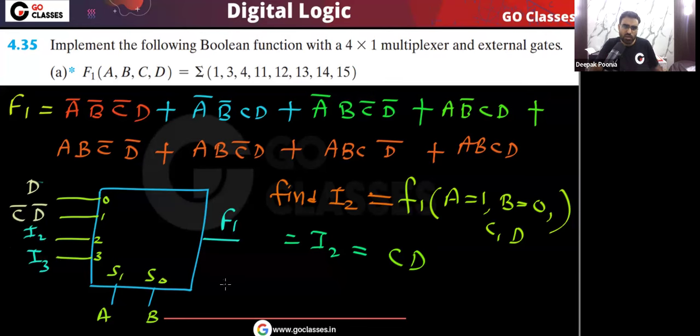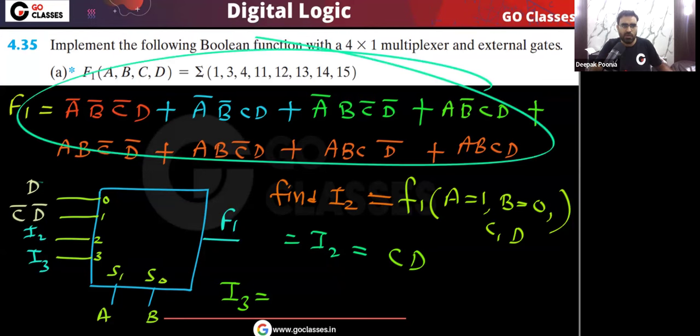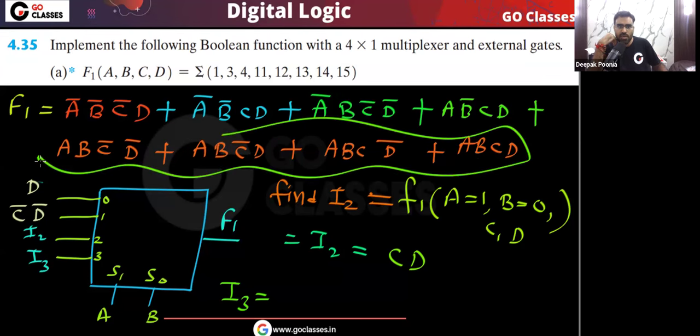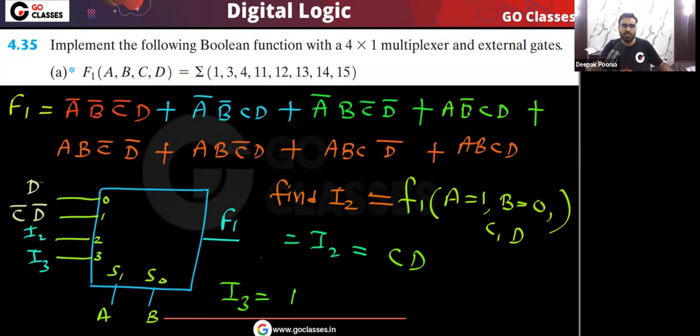And let's find what is I3 also. What will be I3? To find I3, I will put A1, B1, yes or no? So if I put A1, B1, then you can see these will become 0. If I put A1, B1, then what will I get? These will be remaining. Okay, so I will get C bar D bar or C bar D or C D bar or CD. That will be basically 1. Okay, because remember, I3 will be equal to C bar D bar or C bar D or CD bar or CD.